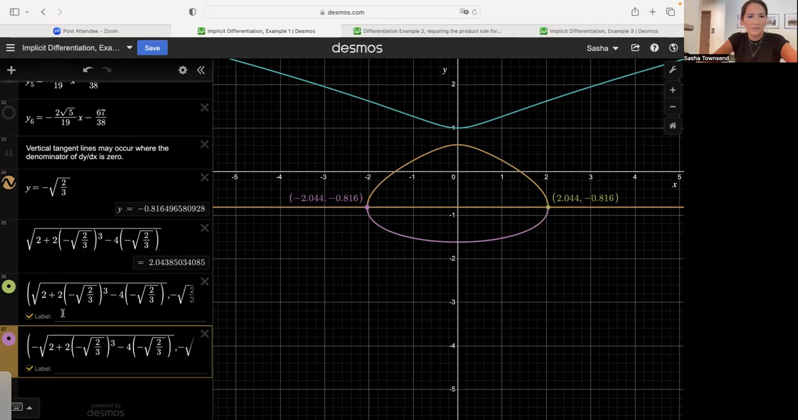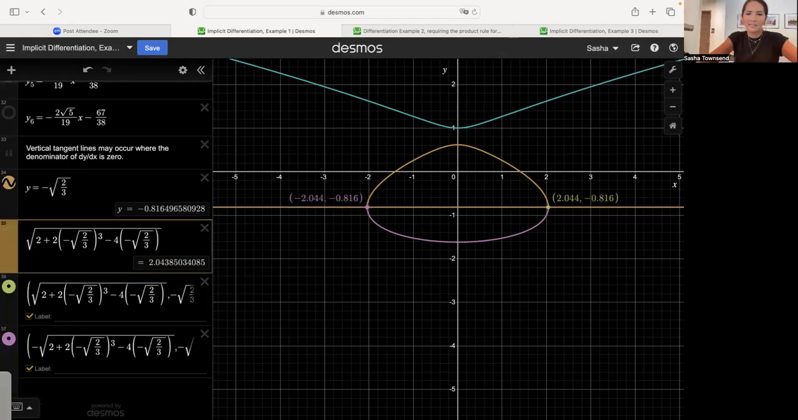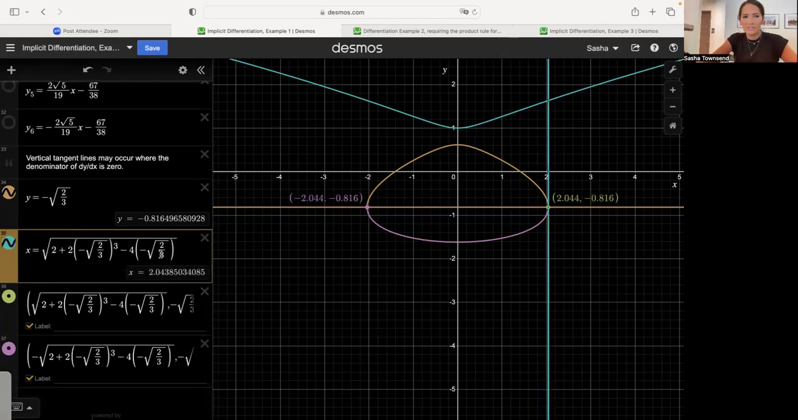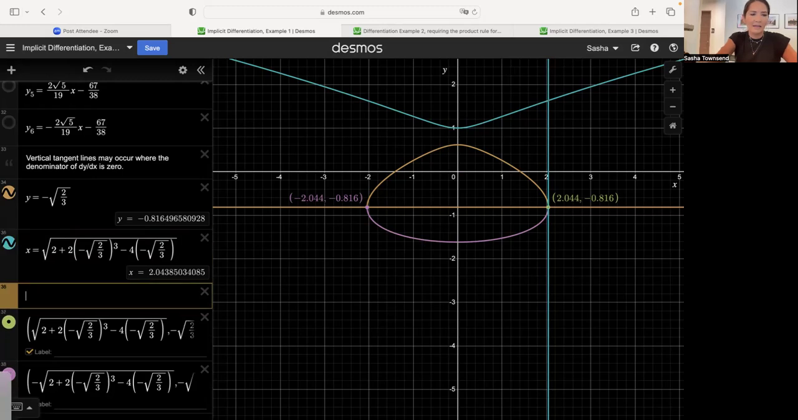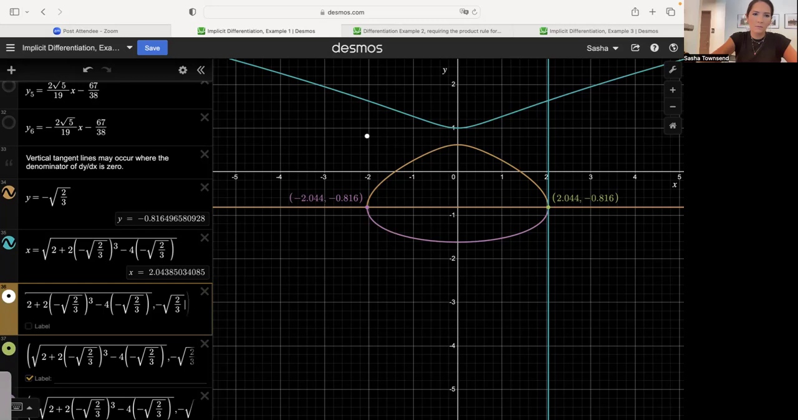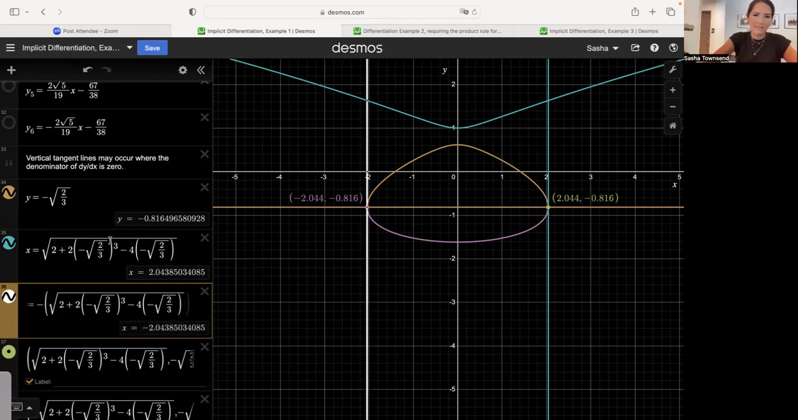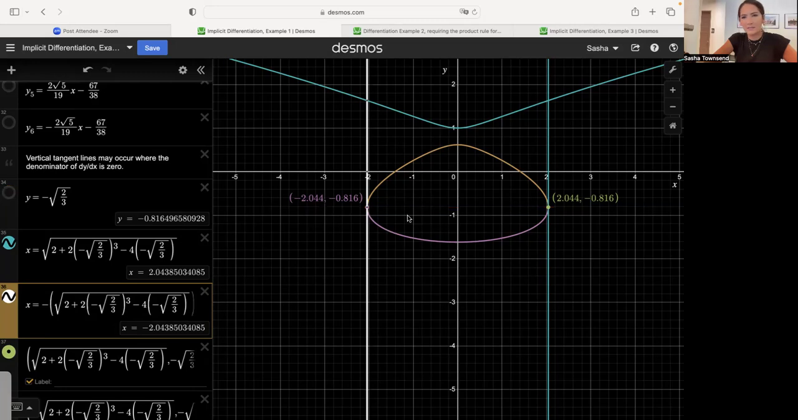And so those are our points of intersection. And if we let x equal that value, we have the vertical tangent line there. And if we let x equal the opposite of that value, we get the other vertical tangent line. Those vertical tangent lines are giving us the locations where we switch from a top function to a bottom function if that curve happens to be a closed curve.